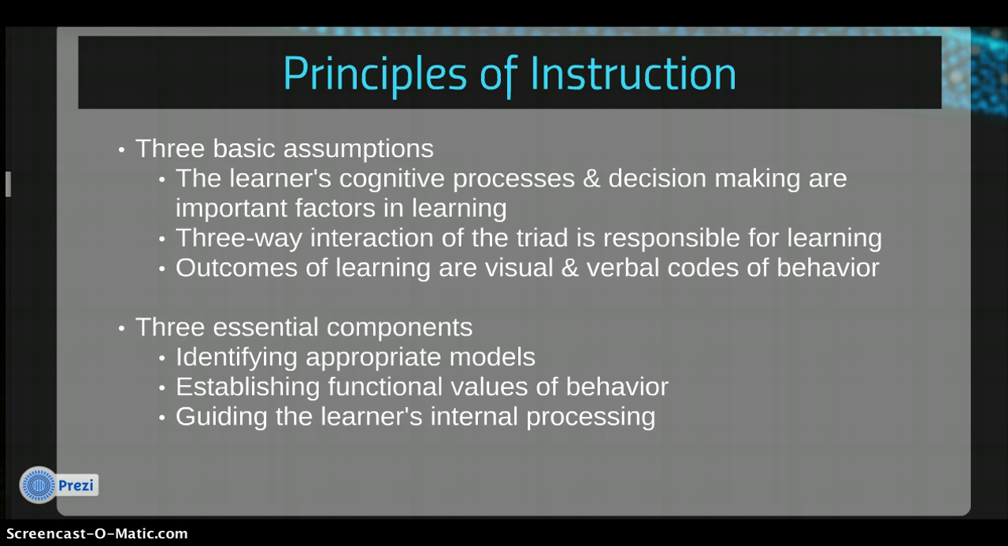The principles of instruction for social cognitive theory are centered on 3 basic assumptions. First, the learner's cognitive processes and decision-making are important factors in learning. Second, the three-way interaction between the environment, personal factors, and behavioral factors is responsible for learning. And third, the outcomes of learning are visual and verbal codes of behavior.